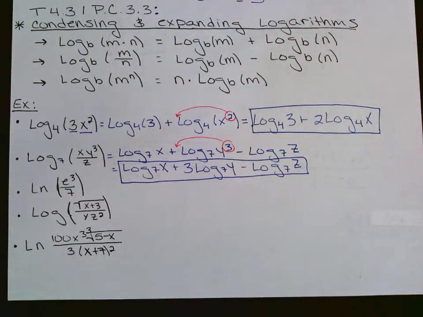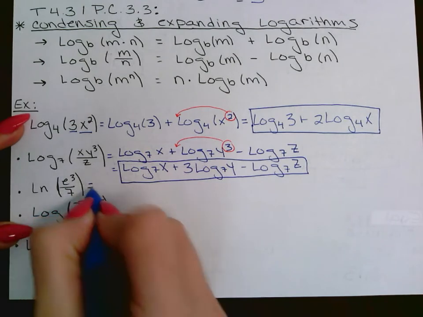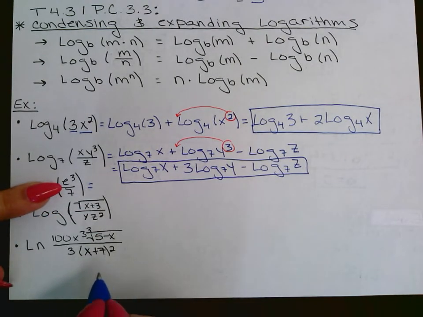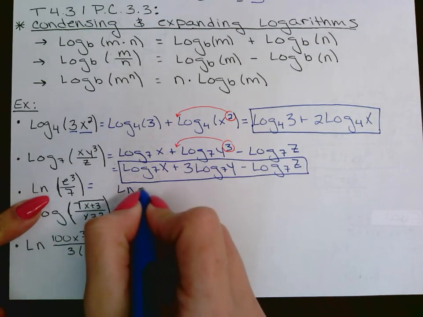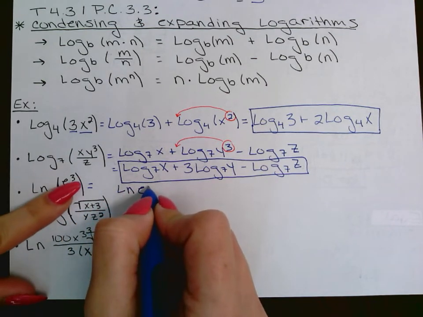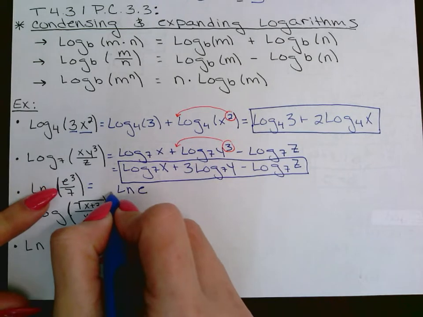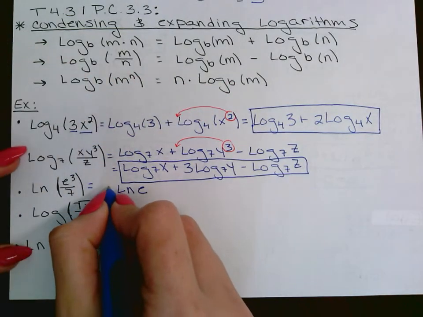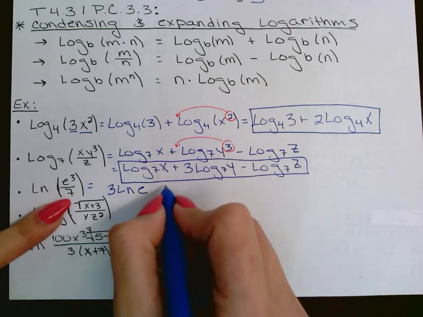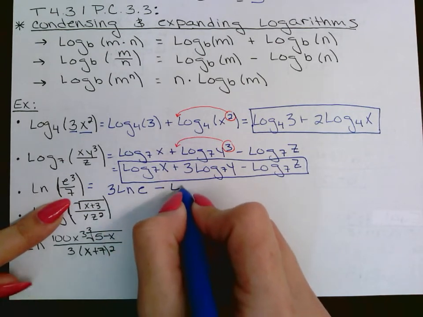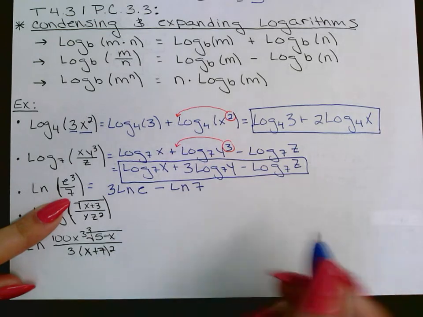All right, for these next 3 questions, we're going to take them all in one step. So e is in the numerator, so e is going to be positive. So I'm going to say ln of e, and instead of writing the cubed on top of the e, I'm going to write it using this rule already as a coefficient. 7 is in the denominator, so I'm going to put minus ln of 7.